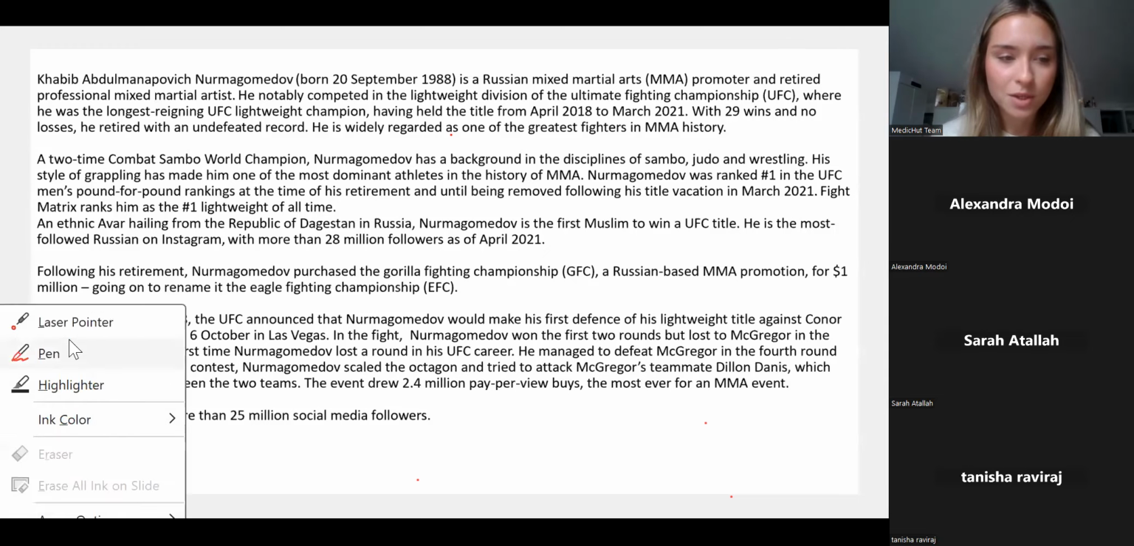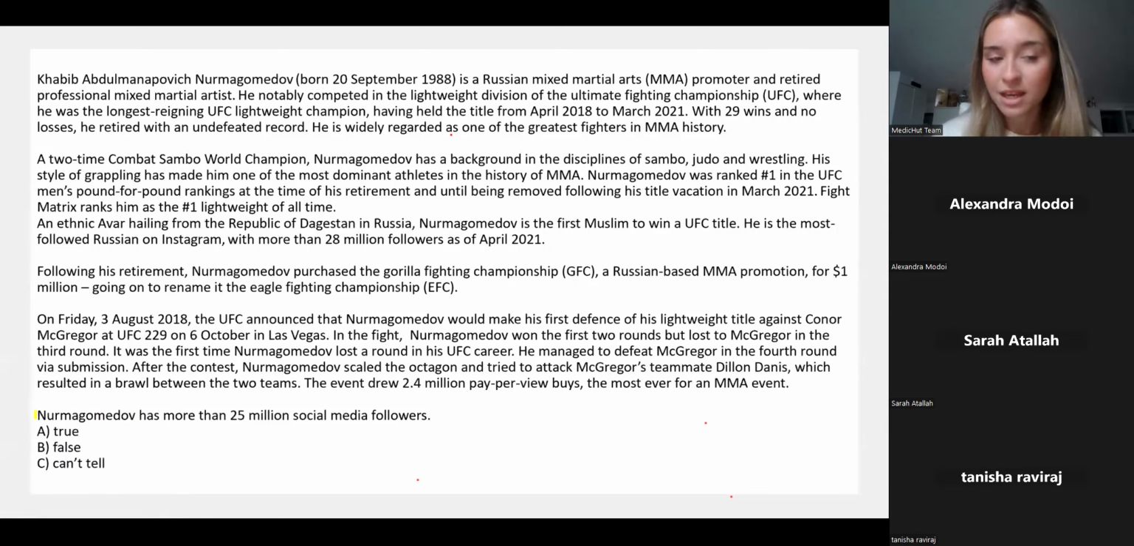So in this case, I'm just going to get my highlighter out. You can either scan for the name, although I probably wouldn't recommend that just because the text is about this person, so it's probably going to be mentioned many times throughout the text. So instead, what I would do is scan for a number or something like million or social media. So as you're scanning through the text, you can see that it's going to be mentioned.